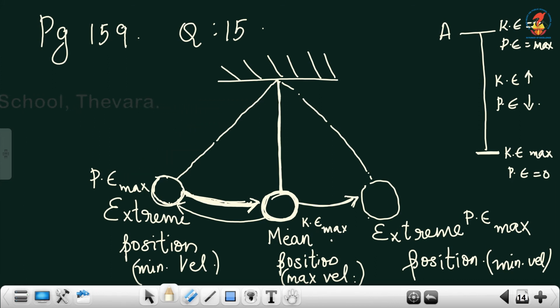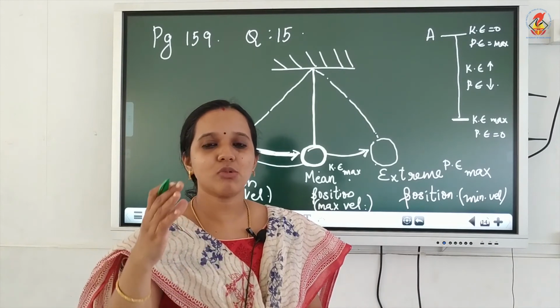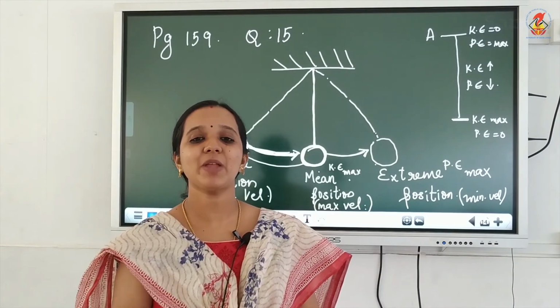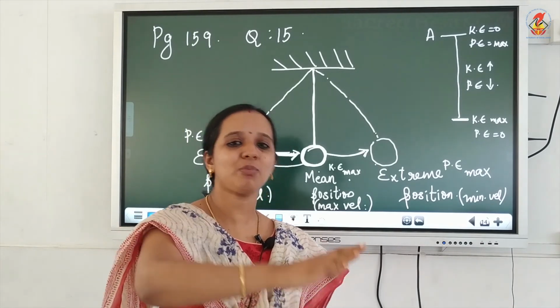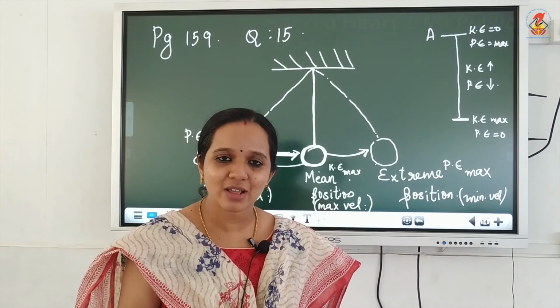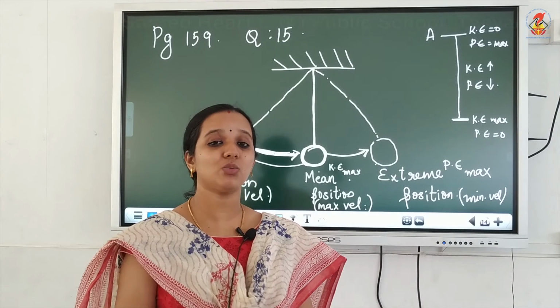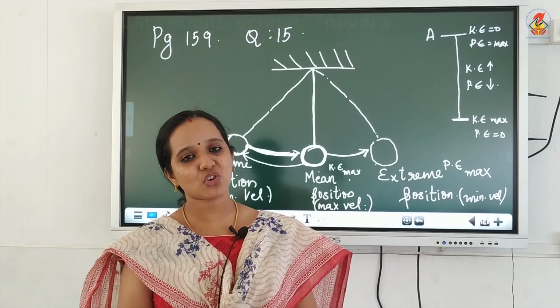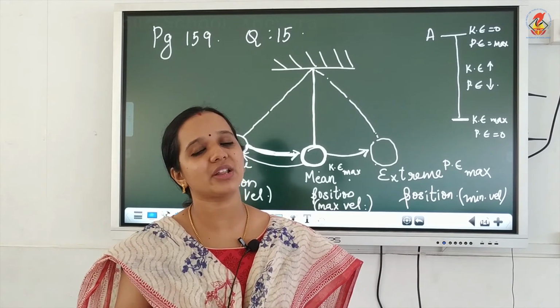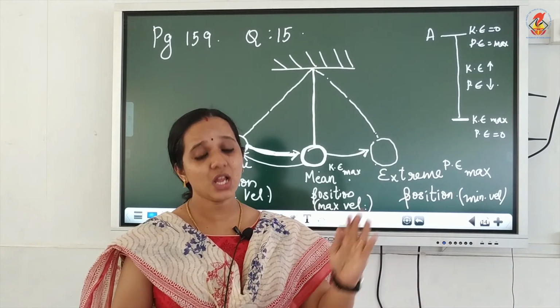That is, during the oscillation, kinetic energy and potential energy get converted from one form to another. Moving from mean to extreme position, kinetic energy gets converted into potential energy. Moving from extreme position to mean position, potential energy gets converted into kinetic energy. One form gets converted into another. Energy is neither created nor destroyed. Now this oscillation continues.